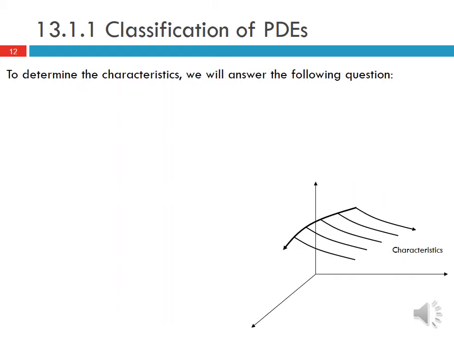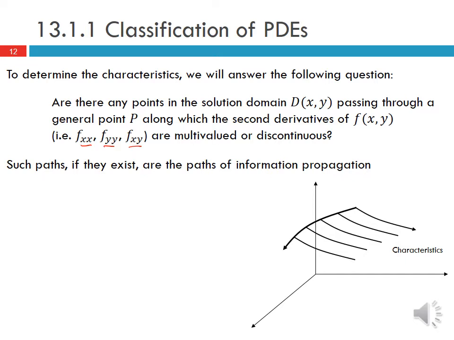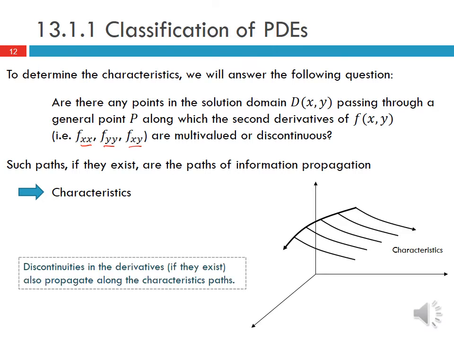So to determine characteristics of a particular PDE, we will answer the following question. Are there any points in the solution domain D of x and y passing through a general point P along which the second derivatives of f of x and y, so for example fxx, fyy, or fxy, are multivalued or discontinuous? Such paths, if they exist, are paths of information propagation, and so these are called characteristics. So discontinuities in the derivatives, if they exist, also propagate along these characteristic paths.